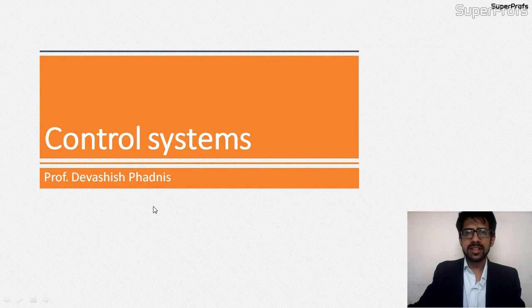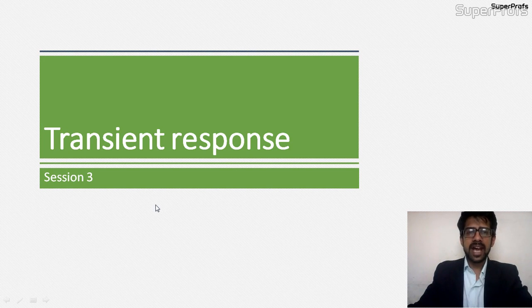In the previous session, we saw signal flow graphs, block diagram reduction techniques, and Mason's gain formula. Moving on to the next, we have transient responses.